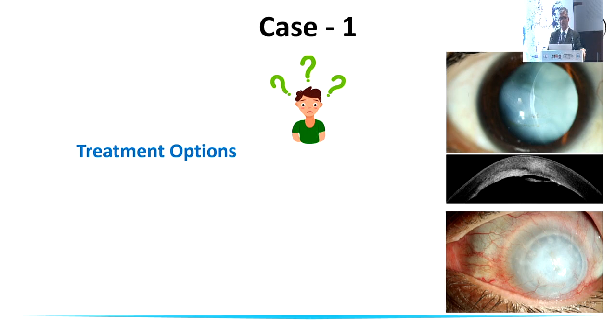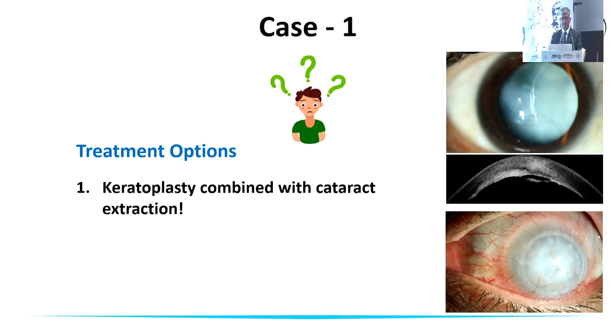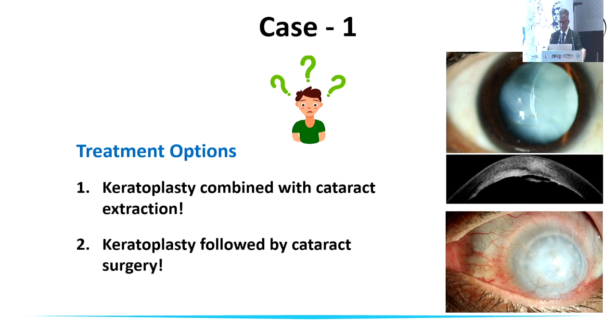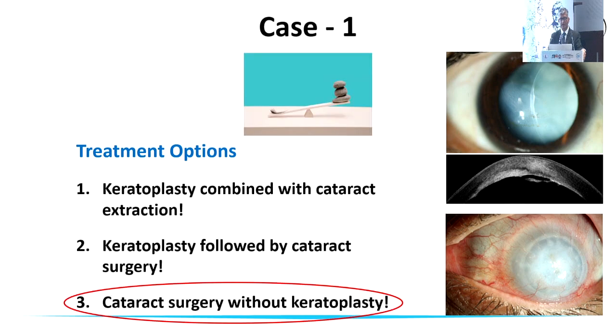At this point of time, there are multiple options. One of them is we do a combined procedure of keratoplasty, lens extraction, and intraocular lens implant, or we do keratoplasty followed by cataract surgery, or third is we simply do cataract surgery without keratoplasty. The patient had a bad experience with keratoplasty and was not very keen on undergoing keratoplasty. Therefore, we decided to go ahead with the cataract surgery alone.